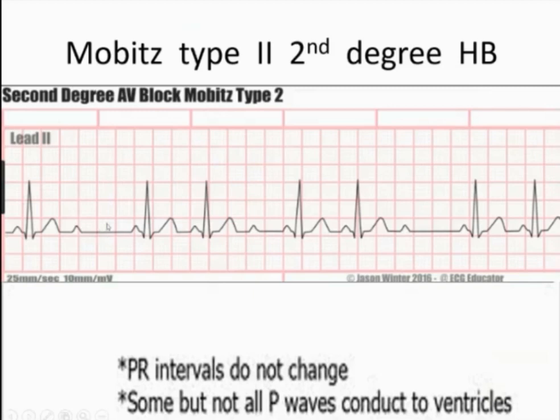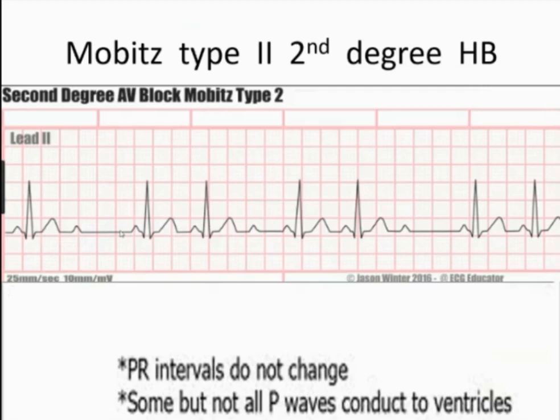All of a sudden a P wave is not conducted to the ventricle to produce a QRS. So look at this: first beat, P wave and QRS. Second beat, P wave and QRS. Third beat, a P wave, fourth beat, a P wave, and fifth beat, a P wave but no QRS. Notice the PR interval is not changing here. You can see how constant they are. They are not progressively prolonged like in type 1, Mobitz type 1 or Wenckebach phenomenon.